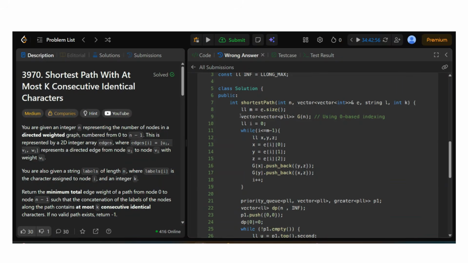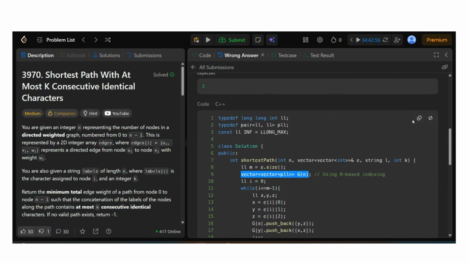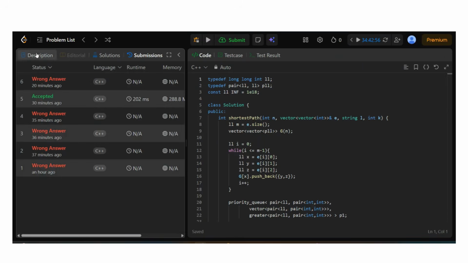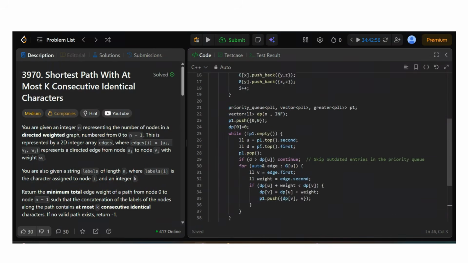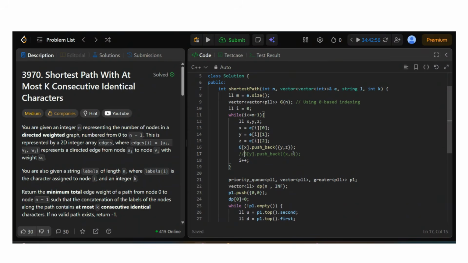You declare the graph G. One mistake is there in this code, and that mistake is that this is a directed graph, right? So you know there is an edge from X to Y with the weight Z. So you create the graph in this much part.